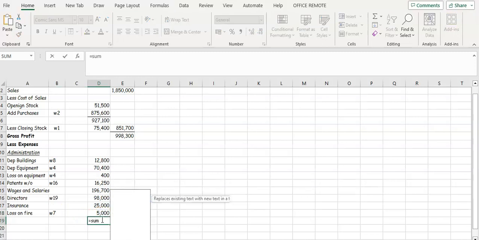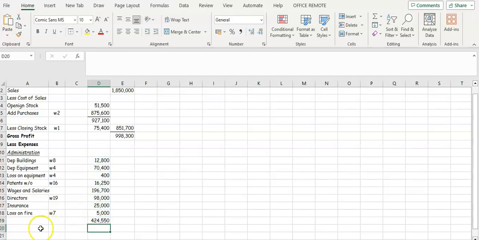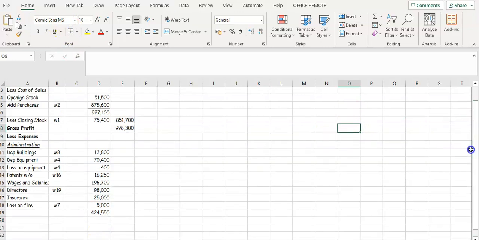So we're going to add these up, and then we're going to do the same for the next one, which is selling and distribution. And we're going to get a figure for selling and distribution, and then we're going to add those two together, and that's going to be our total expenses. So we need to put in the heading selling and distribution. Remember, you get a mark for putting this heading in.